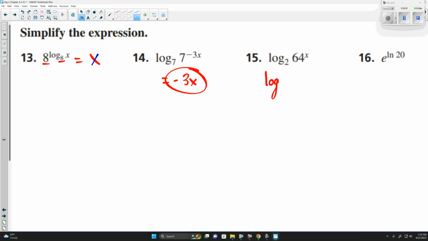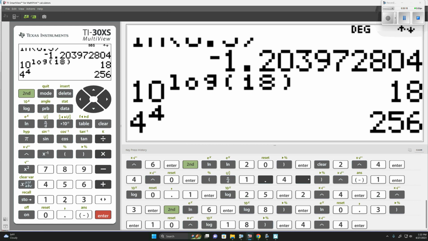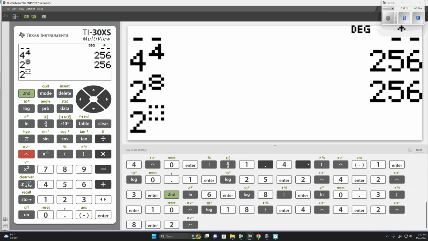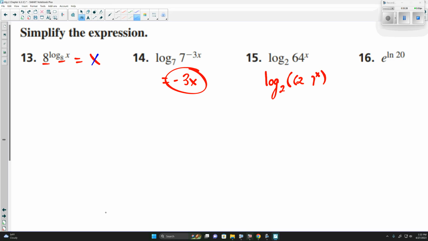Now here, unlike the last one, we don't have the base and what's inside it the same. So it'd be nice if I could rewrite 64 as 2 to a power. 2 to the 6th is 64. So really we're saying that we have log base 2 of 2 to the 6x.